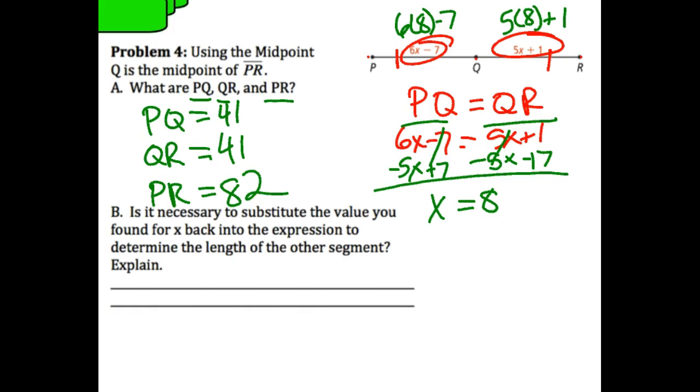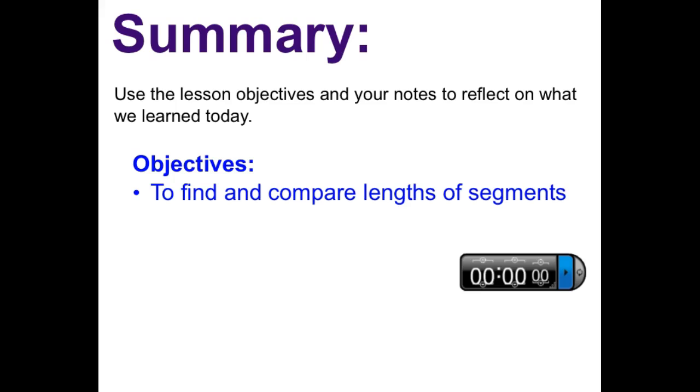This next part kind of talks about what I already talked about. Is it necessary to substitute the value you found for x back into the expression to determine the length of the other segment? We said, not really, but it's a good way to show your work. All right, so this was Geometry Lesson 1-3. Remember, our topic was to find and compare lengths of segments.